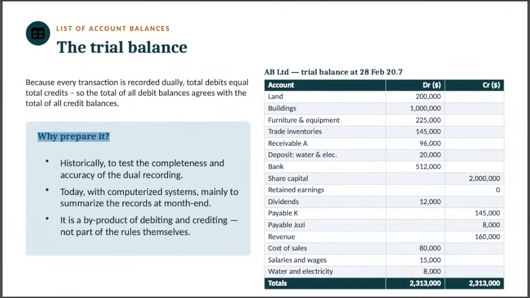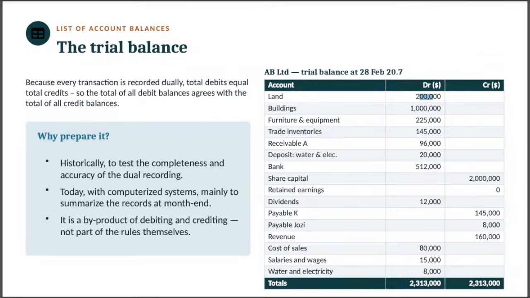So why prepare it? Historically, it's to test the completeness and accuracy of the dual recording. Today, with computerized systems, it's mainly to summarize the records at month's end. And it's a byproduct of debiting and crediting, not part of the rules themselves. As I said, this is an internal document to be used to make sure that the bookkeeper did his job right. So we have here a trial balance.